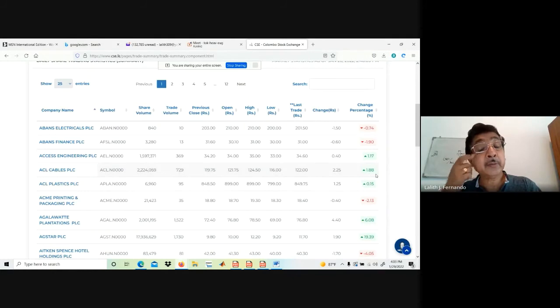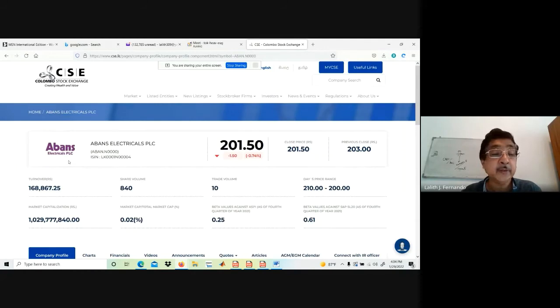And if you want to get more details, you can click this, and after clicking that you will get this information. Now just look at those things. This was the last traded price, 201.50. One share was traded at this amount, 201.50, and previous close was 203. So now we can see why this has been taken as minus, because the earlier close was higher than the latest close. Latest close was 201.50. Earlier close was 203. So there's a 1.50 difference, a decline.